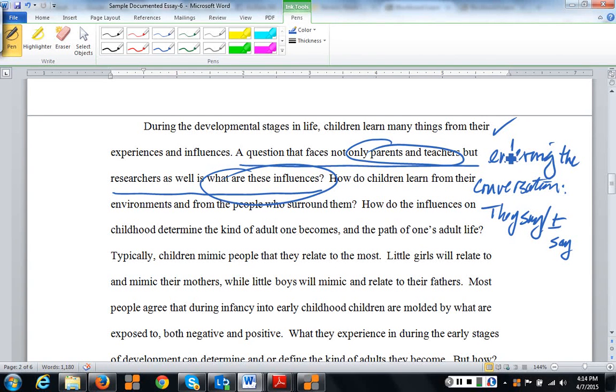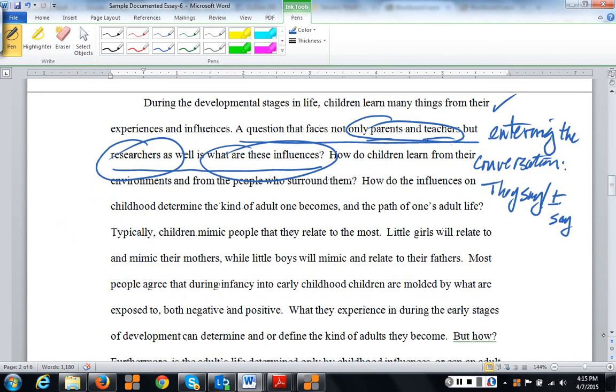Okay? This is not just Kiana Trusty off on her own. She's got a bee in her bonnet about something about developmental stages, so she wants to say something about it. No, this is a topic, an issue, if you will, that people in general are concerned about. So we name some of those people, parents and teachers. And we also name researchers. Got it? We are entering the conversation.